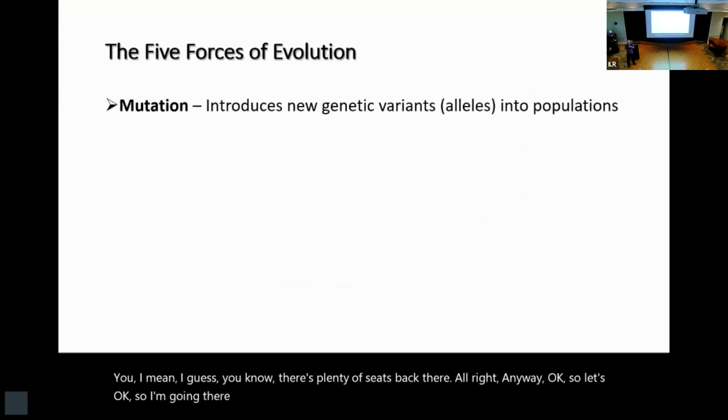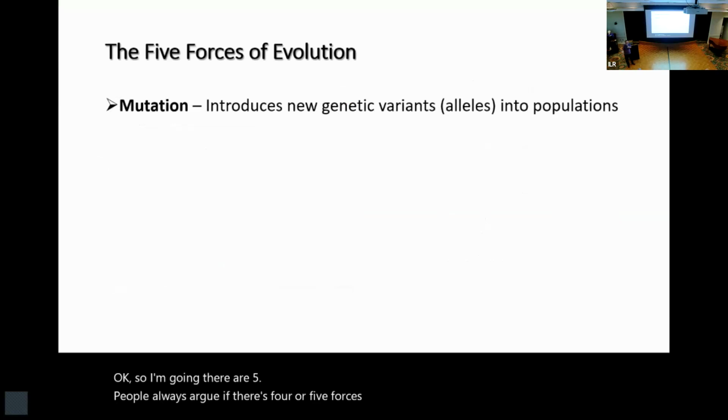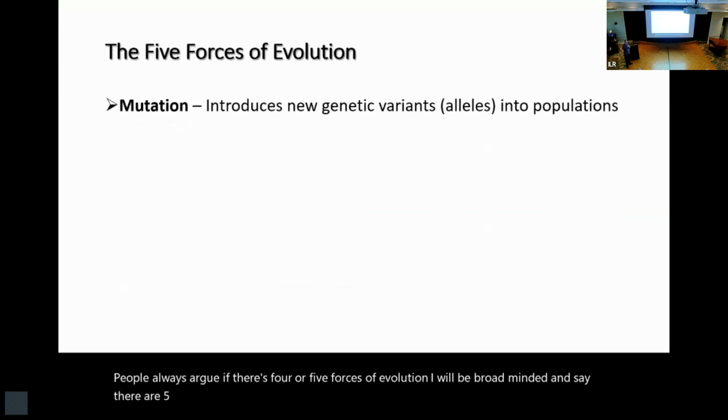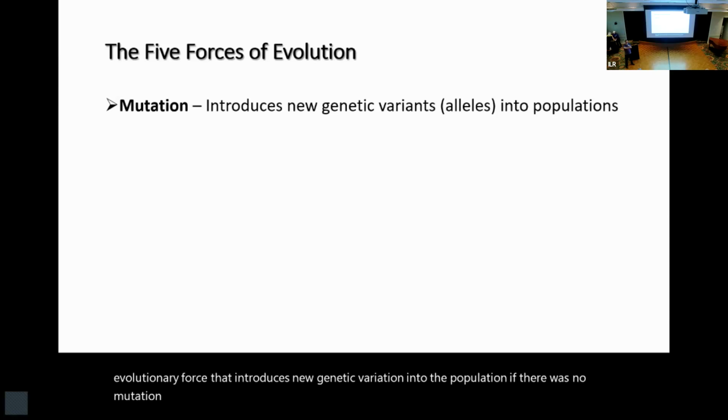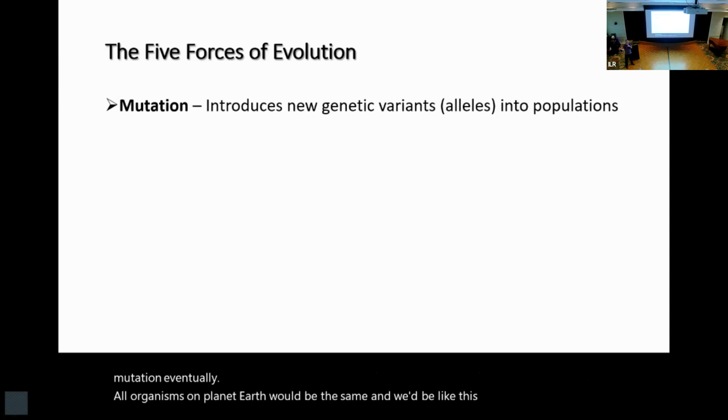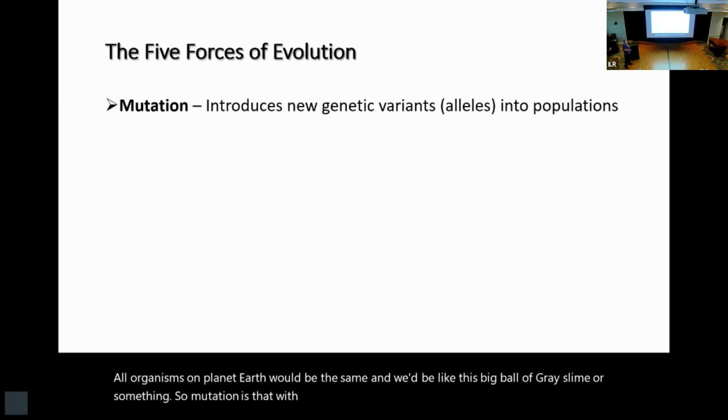So there are 5. People always argue if there are 4 or 5 forces of evolution. I will be broad-minded and say there are 5. So mutation, which is where we start at the beginning. Mutation is the evolutionary force that introduces new genetic variation into the population. If there was no mutation, eventually all organisms on planet Earth would be the same, and we'd be like this big ball of gray slime or something. So mutation is that which introduces new genetic variation.